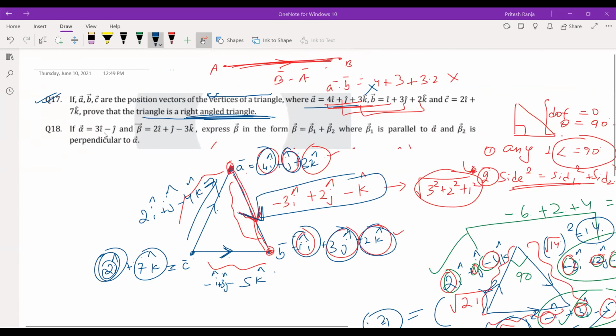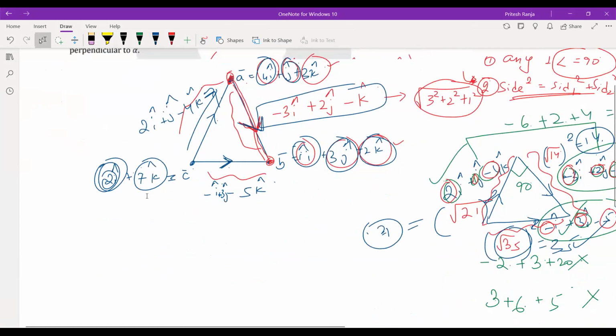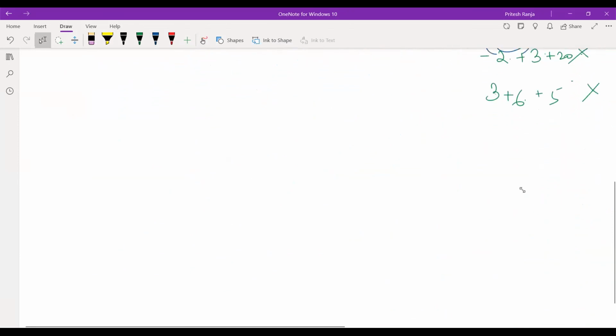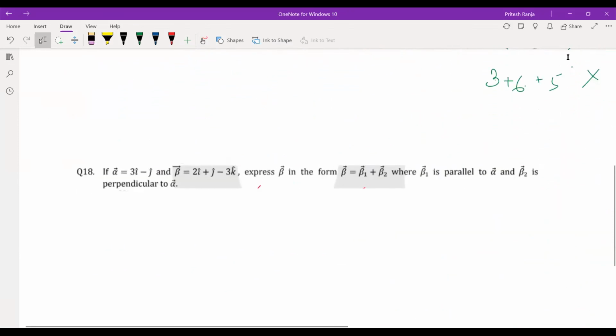Number 18 we will do now. So 17, everyone is okay with that? Then we will do number 18.